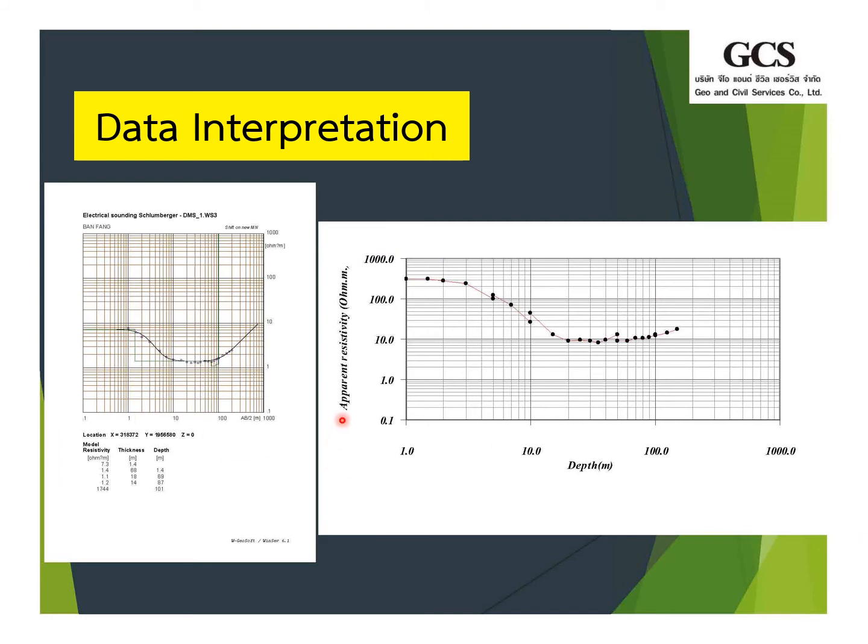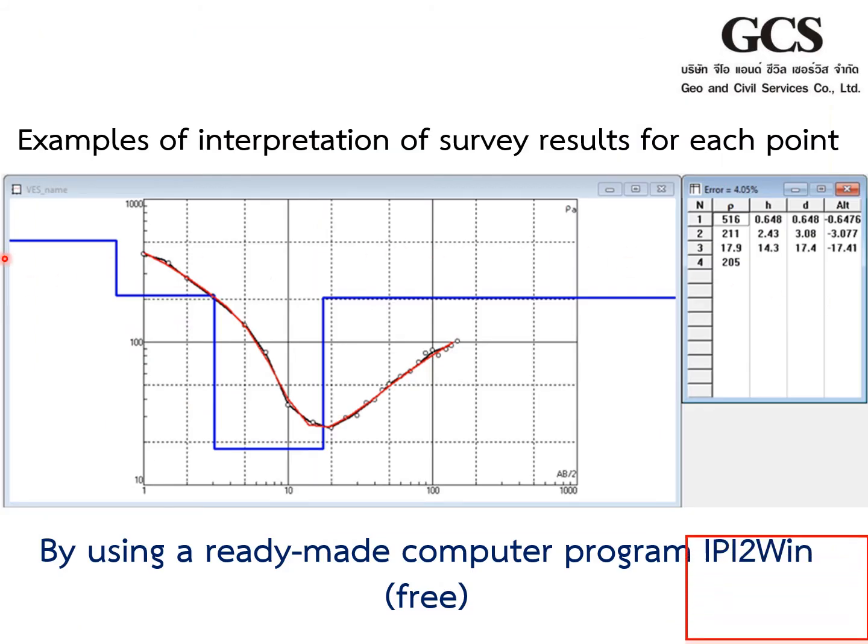The picture shows the data processing and interpretation using appropriate software packages such as IPI2Win and R2D. This is an example of a resistivity interpretation result for each point using the computer program IPI2Win.